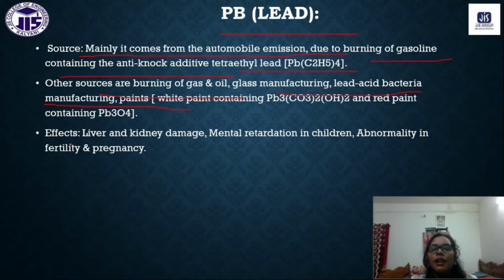And what are the biochemical effects? Generally liver and kidney damage can happen, mental retardation in children, abnormality, and infertility and pregnancy problems. So these are some of the biochemical effects that we have if we have an excessive amount of lead in our environment.